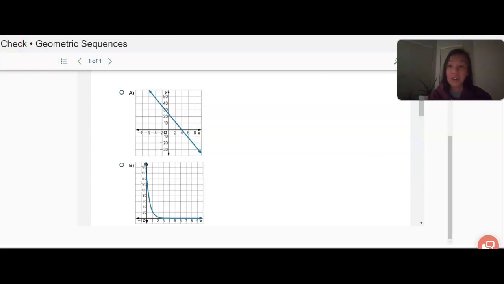So that is your start on geometric sequences. Make sure you have some notes because those will help you as you work through problems in class. All right, talk to you later.